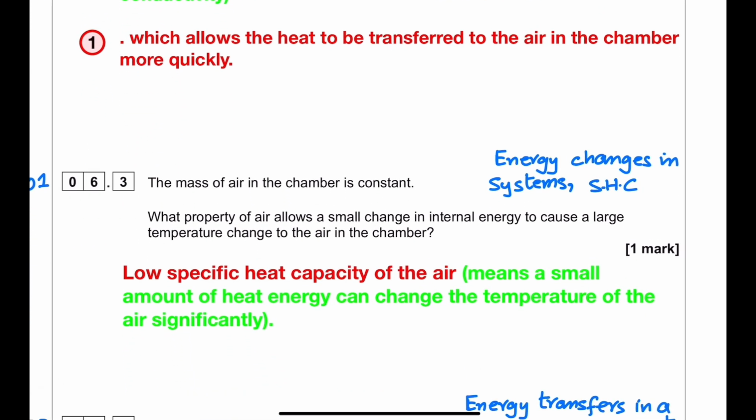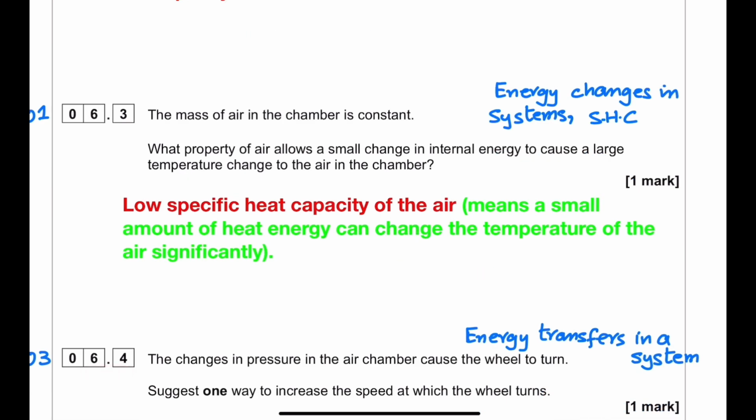The property of the air which links the small change in internal energy and the large change in the temperature is low specific heat capacity. It means that a small amount of heat energy can change the temperature of the air significantly.